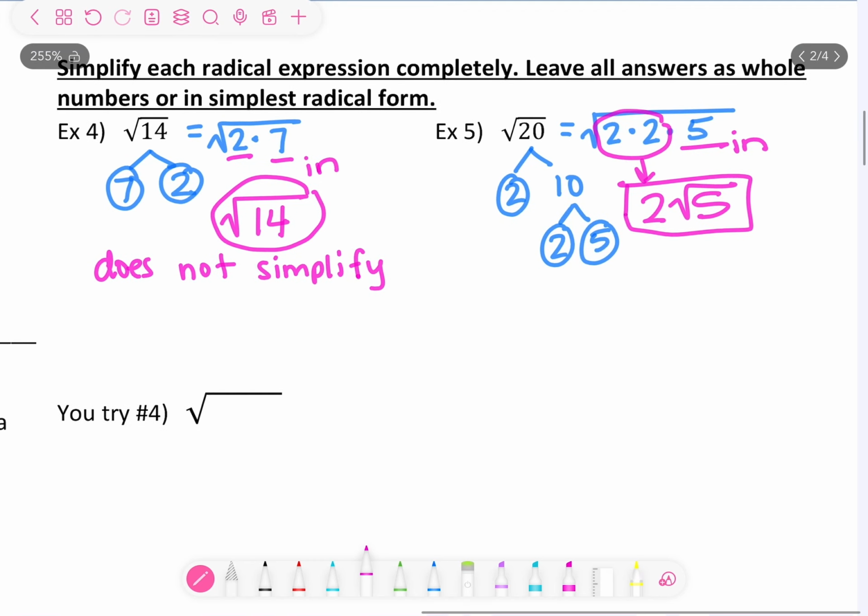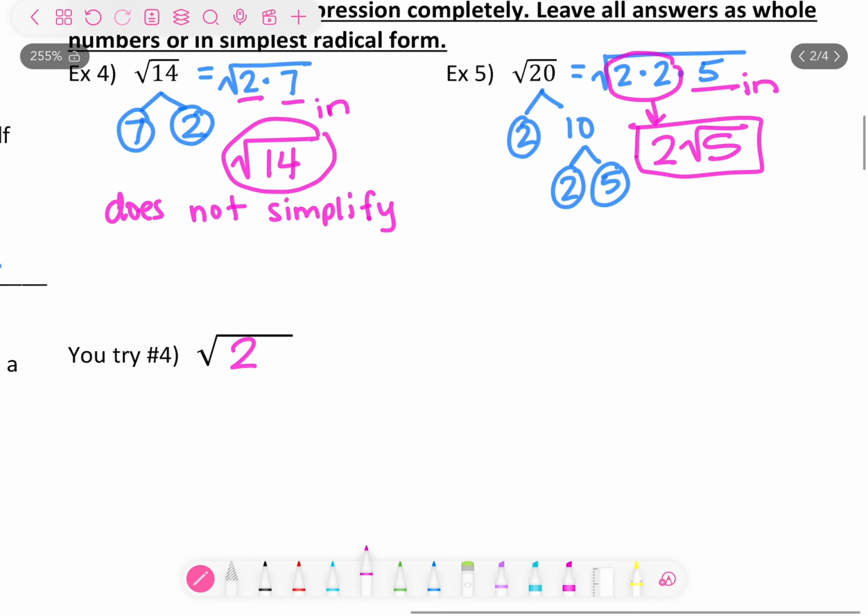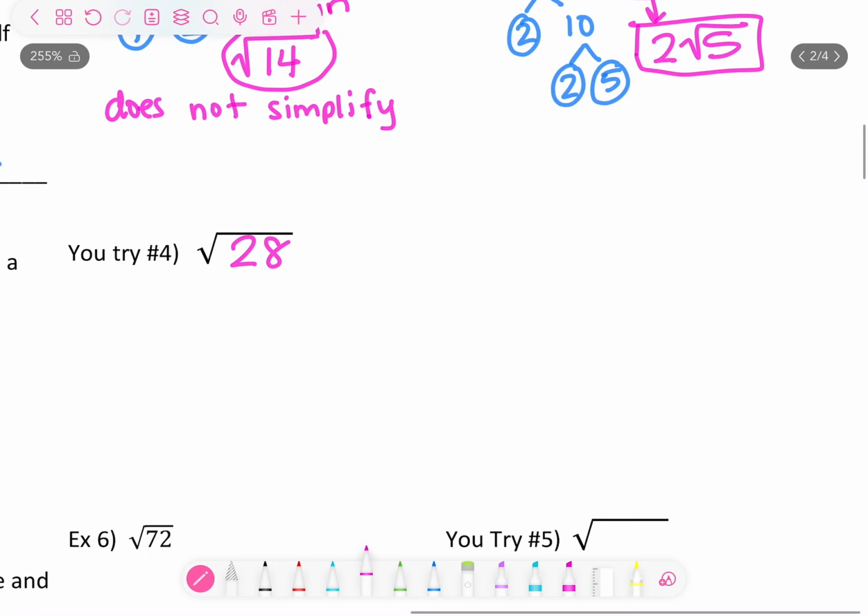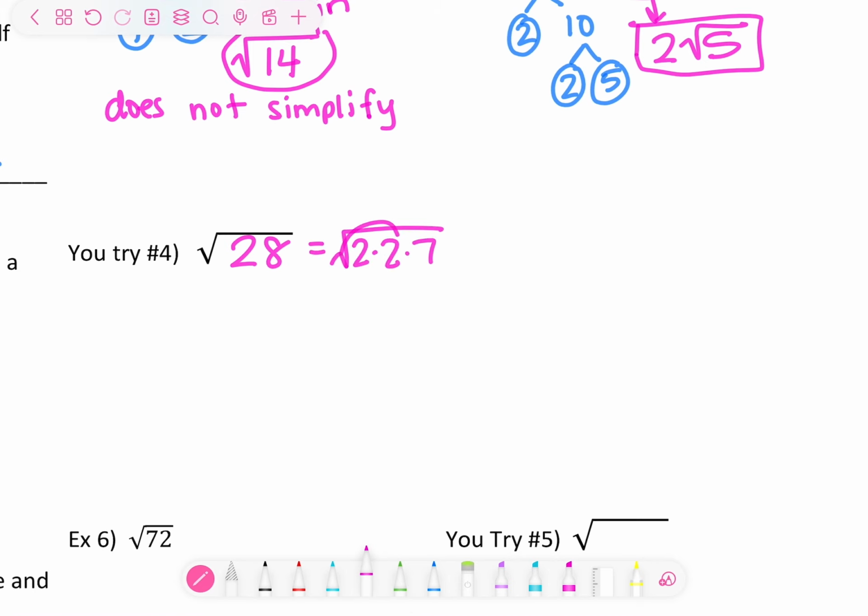All right, so you can pause the video and try this one. Square root of 28. See what you get. All right, so hopefully you got a prime factorization for this one of 2 times 2 times 7. You got your pair of 2s. You took that out of the radical. You left your 7 in the radical.